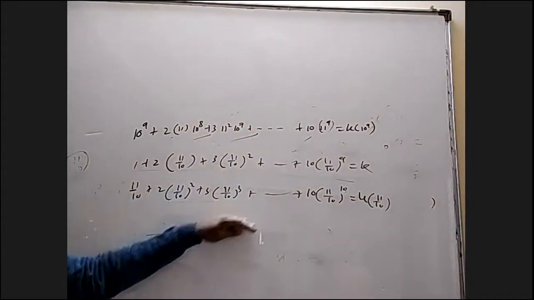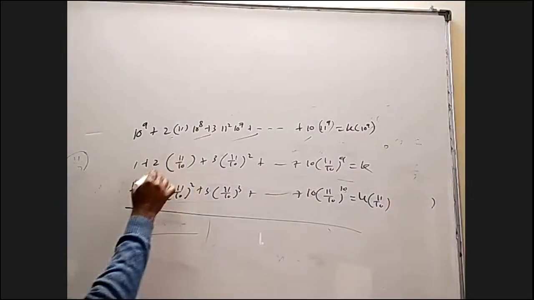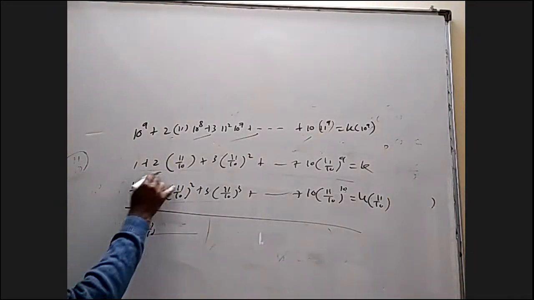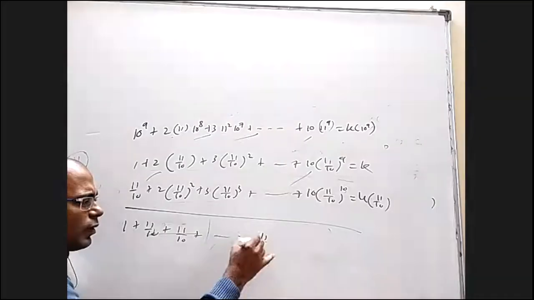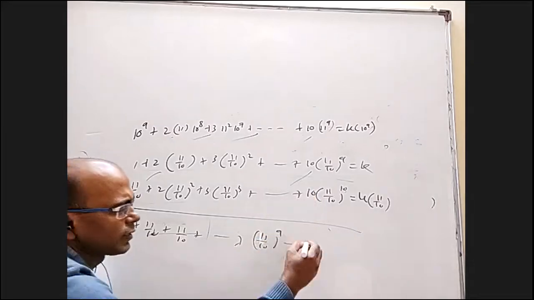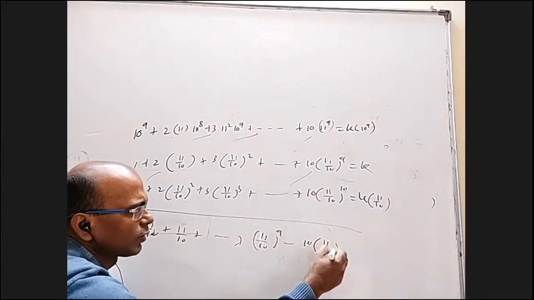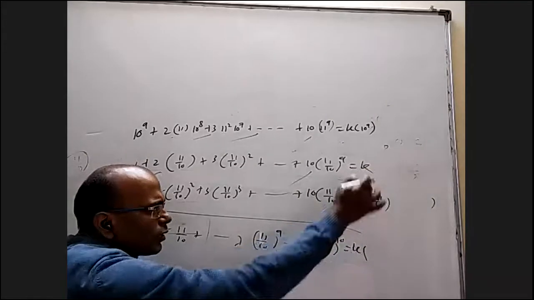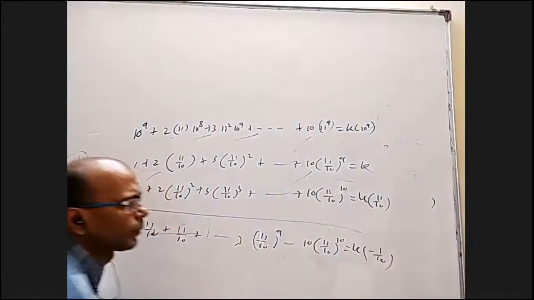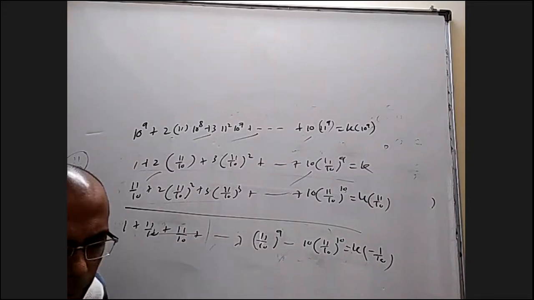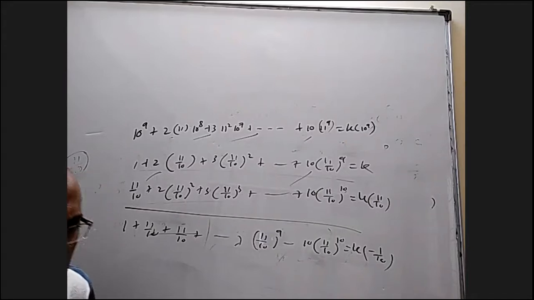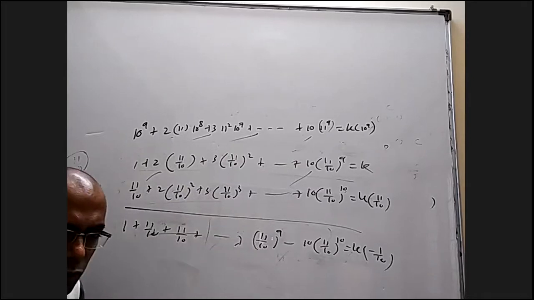From this you can subtract this. You can see more nicely it is 1 plus 11 by 10 plus 11 by 10 whole square up to 11 by 10 whole power 9, minus 10 into 11 by 10 whole power 10, is equal to k into this minus this, which is minus 1 by 10. Now this is a GP. You can use the formula and you'll get it. Is this okay? Yes, sir. So dividing by 10 power 9 makes the question something you can manage.